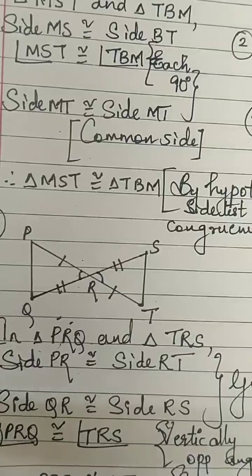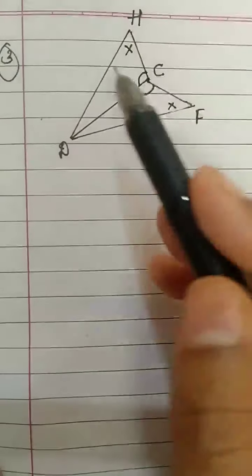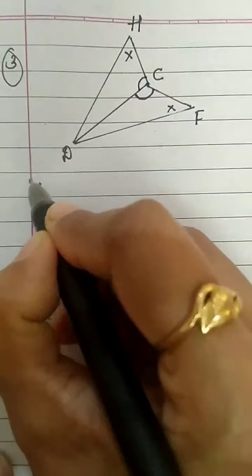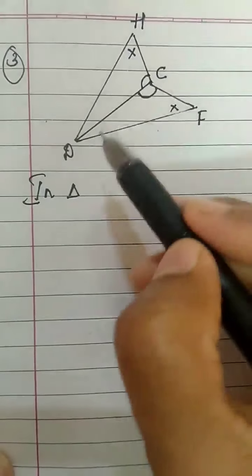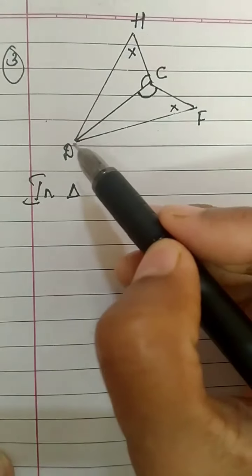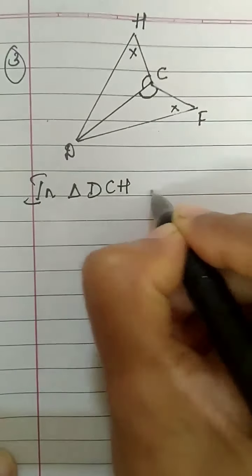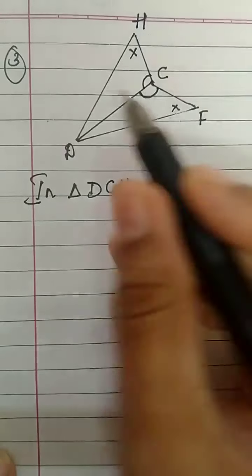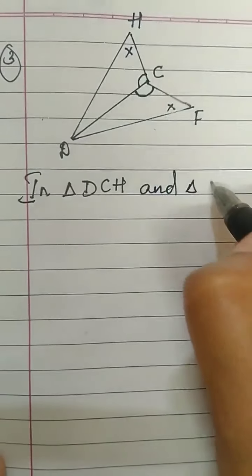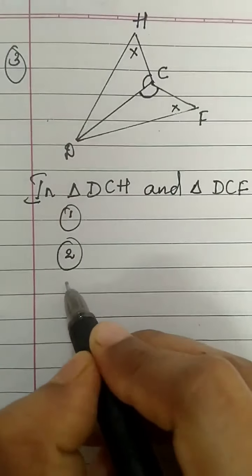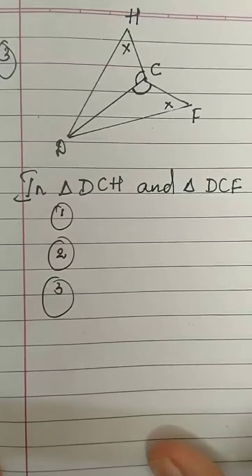Okay, moving on to the third question. Now this you do on your own. I will just help you out. What all things can you see here given congruent? First let us select the name of the triangle. In triangle DCH, nothing marked to angle and then to cross. DCH, in triangle DCH and triangle DCF. Correct, no? DCF. Which are the three things that will help you to prove the triangles congruent?